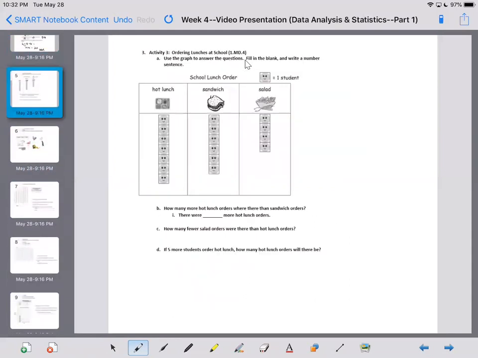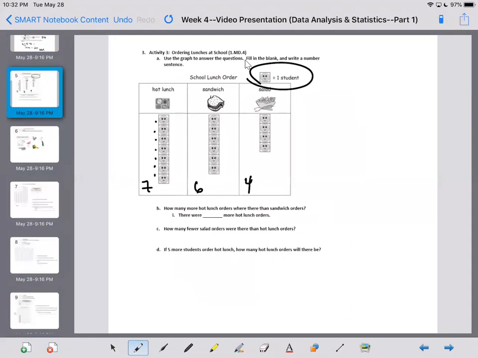Here we've got more of a vertical type of pictograph. So here we're looking at lunches, and we know what everything represents. What the icons represent is 1 student. So we would see that 7 students here, 6 students, and 4 students.